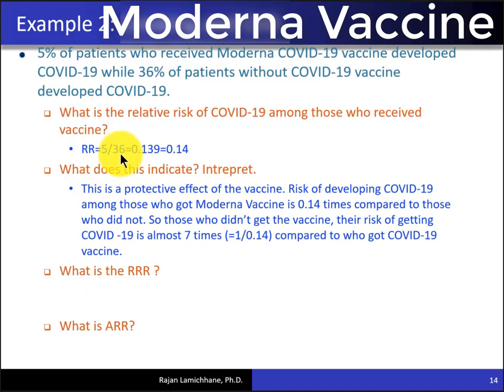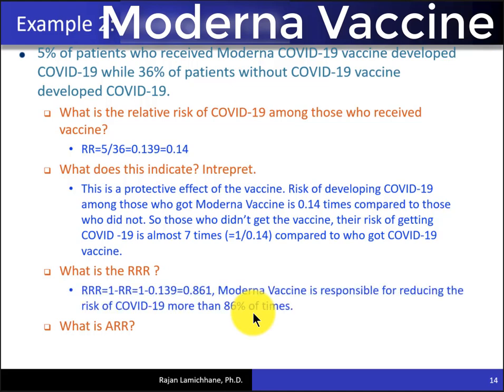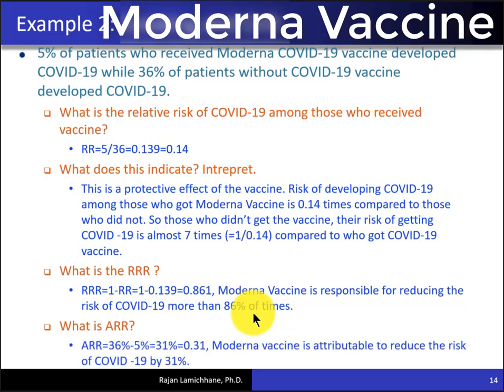Now, since relative risk is less than 1, we can calculate relative risk reduction, which is 1 minus RR. This means the Moderna vaccine is responsible for reducing the risk of COVID-19 by more than 86%. It's very good. And similarly, you can also calculate the attributable risk reduction, or ARR. This is just the difference between 36 and 5, which is 31%. It means the Moderna vaccine reduces the risk of COVID-19 by 31%.